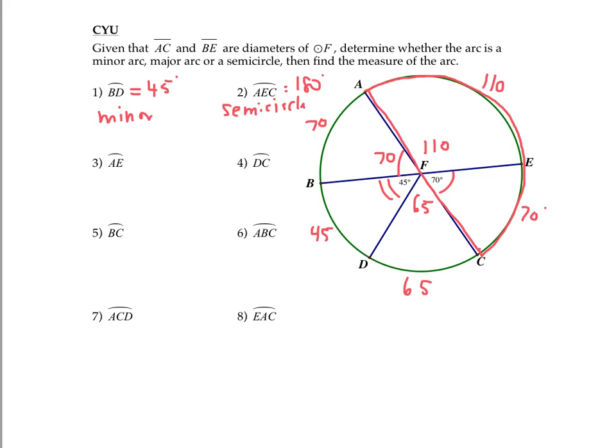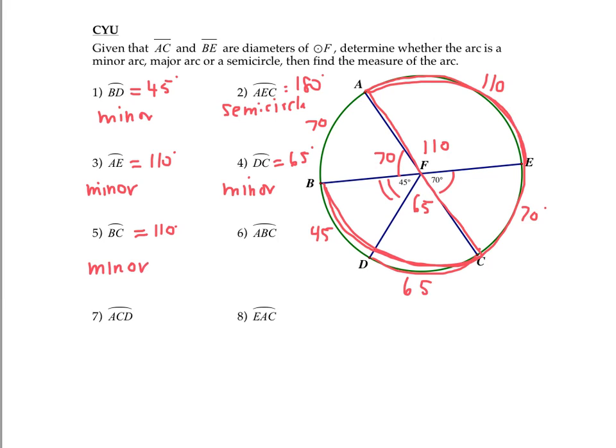Okay, from A to E now, it goes from here to here. Its measure is 110 degrees. I know it's big, but it's still a minor arc because it's less than 180. All right, from D to C, that's this arc down below, it's a minor arc, and its measure is 65 degrees. All right, from B to C, we're using the angle addition postulate here. Add those two together, and they will add up to 110. Still a minor arc, less than 180.